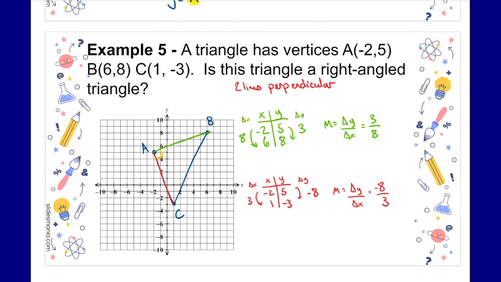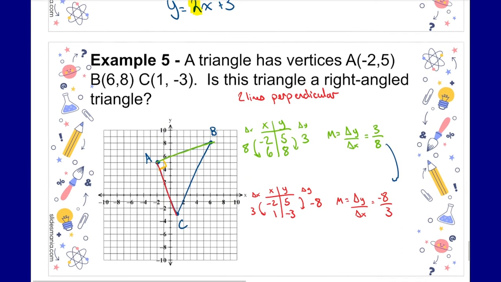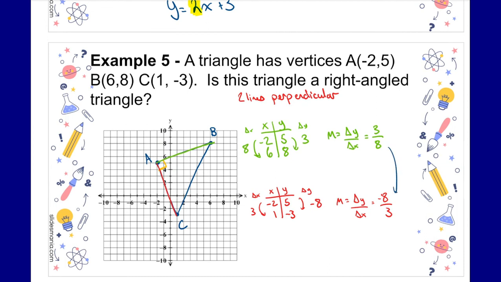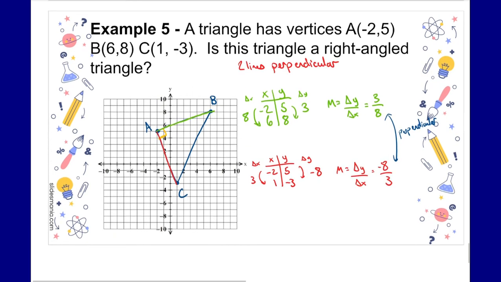Now I have the slope of my two lines. I just have to compare the two and see if they're perpendicular, which in this case they are. They're negative reciprocals of each other. They're flipped and they have opposite signs. So this is perpendicular. And because it's a perpendicular or right angle, it means this triangle is a right angle triangle.